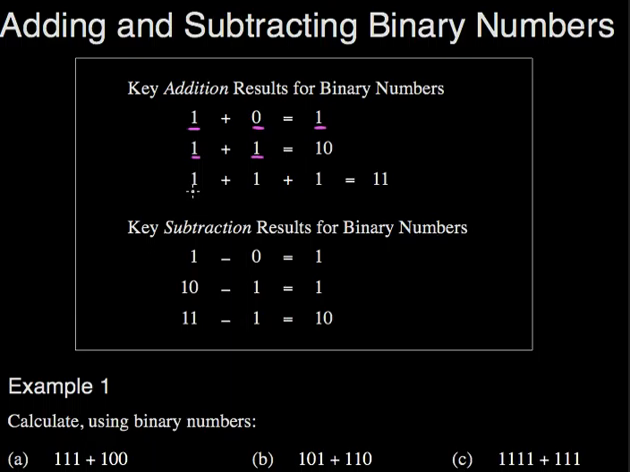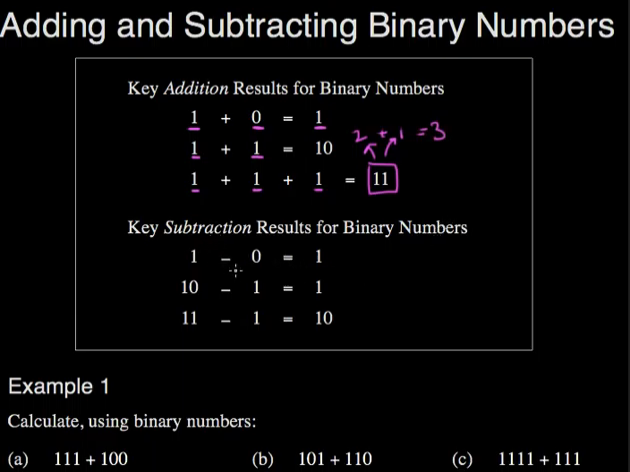What about the number 1 added together 3 times? Well, that would be the number 3 in base 10. But in base 2, or in binary, that would be 11. Because you have 1 in the 2's column and 1 in the 1's column added together, which would be 3 in base 10.